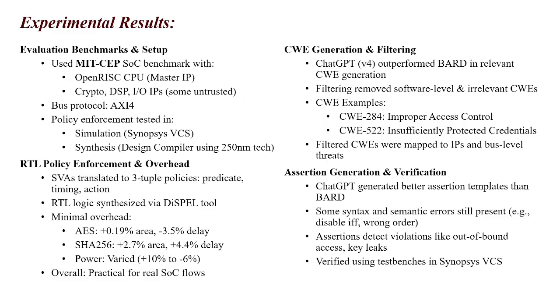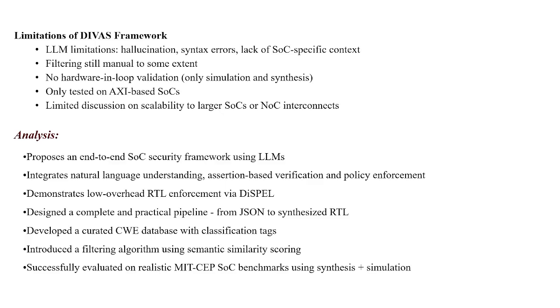Now next we look at some limitations of Divas. First, there are some LLM related issues. ChatGPT and Bard both hallucinate, that is, they generate assertions or CWE mappings that are syntactically wrong or irrelevant. They also don't fully understand SOC level hardware semantics, which are out of the box. Secondly, even though filtering is partially automated, some manual tuning is still required, especially when new CWE types are encountered or context is ambiguous.